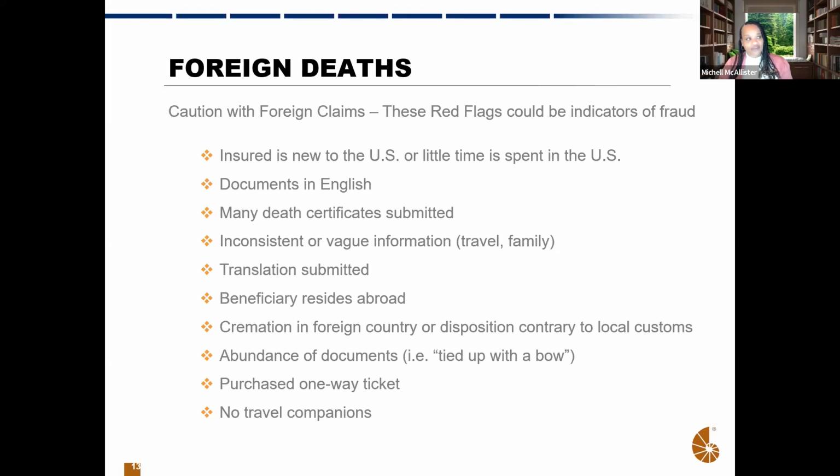Also, if they're traveling to a foreign country for, I don't know, scuba diving, most people don't travel alone. It's not unheard of, but most people don't travel alone. Were they traveling alone? How long were they planning on staying? What were they doing? These are great questions to add to your foreign death questionnaire.